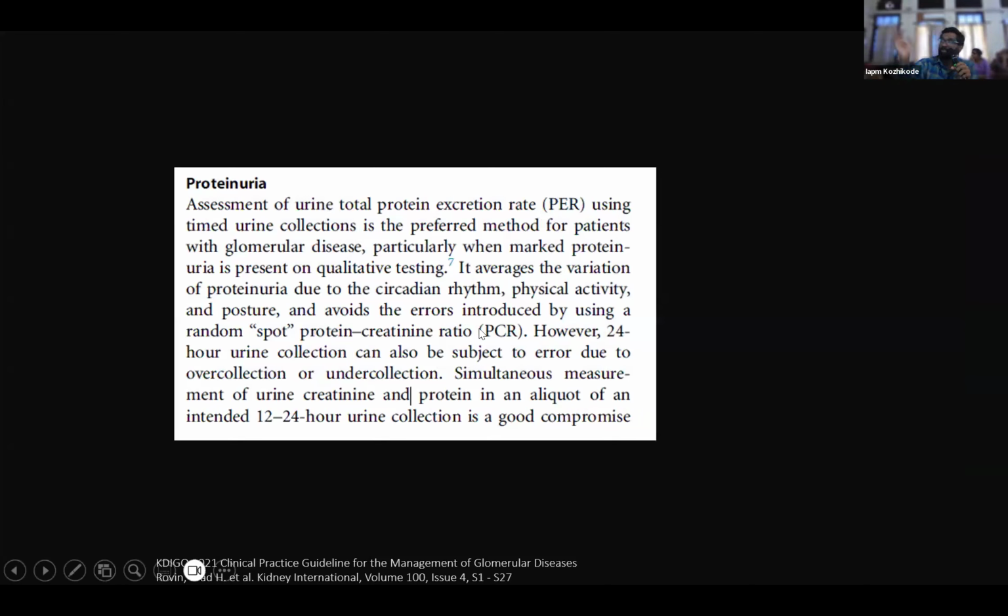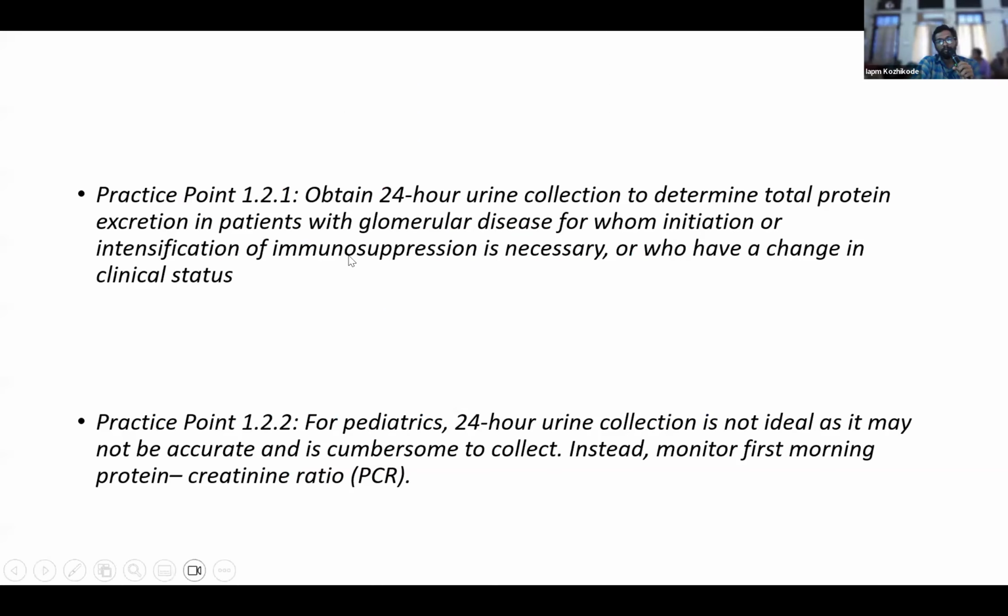So this is just going to the KDIGO guideline. KDIGO always suggests that the 24-hour urine protein assessment is slightly better than the UPCR whenever possible, because it negates your circadian rhythm, exercise, night, day, everything. It will balance. But in some conditions, like pediatric cases, you may only be able to get the UPCR. Only a spot sample may be possible.